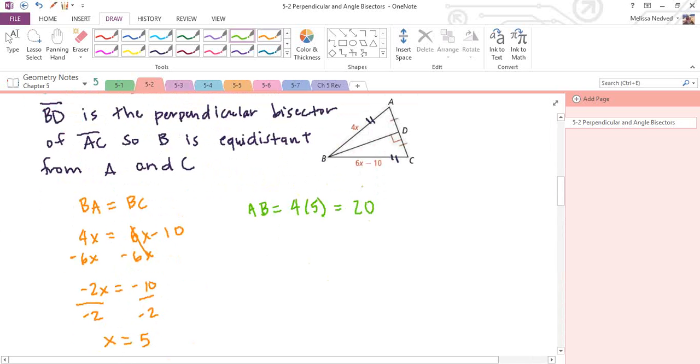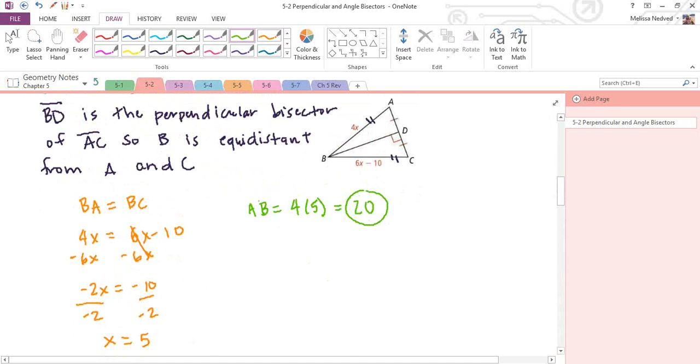Now you always want to, when you can, double check. In this case, we can double check by making sure that if we substitute in x for BC, we get the same length. BC, it says, is 6x minus 10, so 6 times 5 is 30, minus 10 is 20. So we did just verify there in less than 30 seconds that we did our algebra right. I always recommend doing that before you submit an answer.